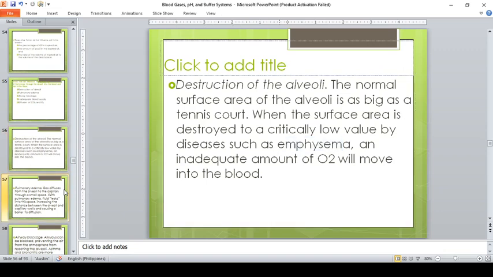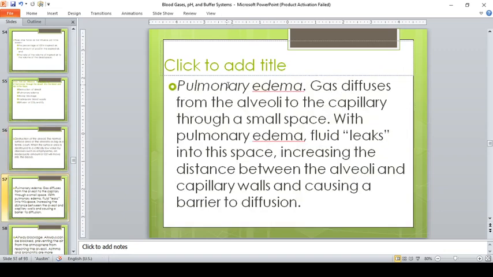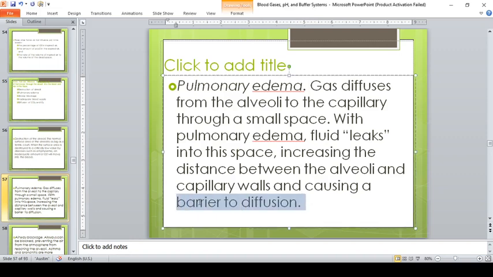Okay? In pulmonary edema, gas diffuses from the alveoli to the capillary through a small space. With pulmonary edema, fluid leaks into this space, increasing the distance between the alveoli and capillary walls and causing a barrier to diffusion. So, there is a barrier to diffusion because of the presence of the fluid. Therefore, oxygen delivery to the capillary walls will also decrease.